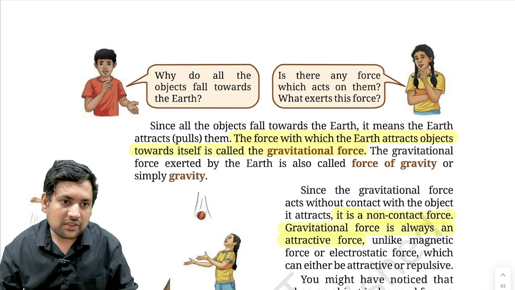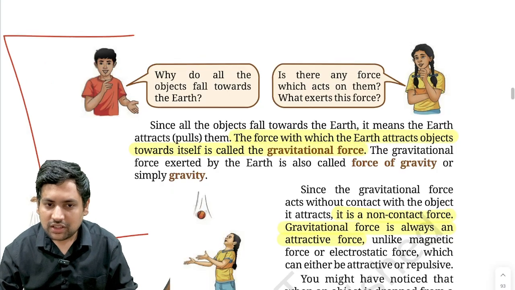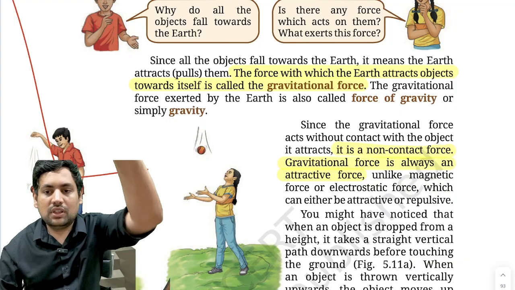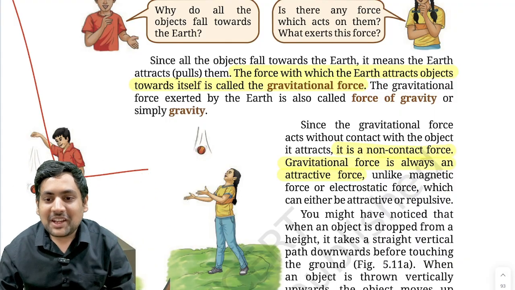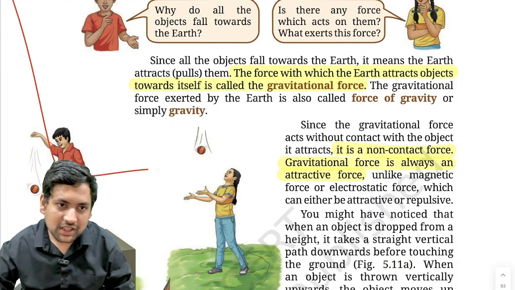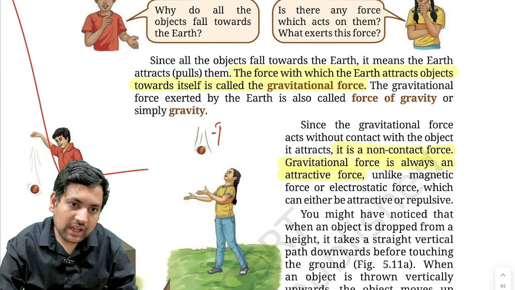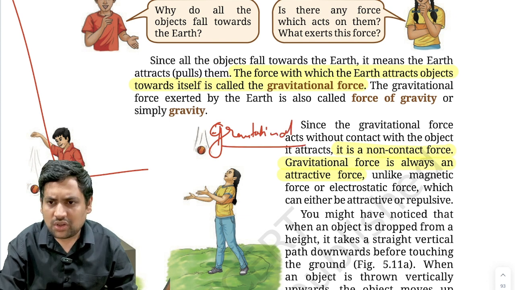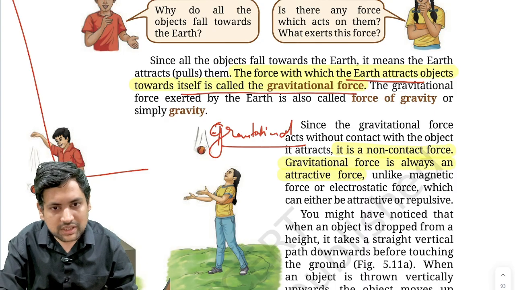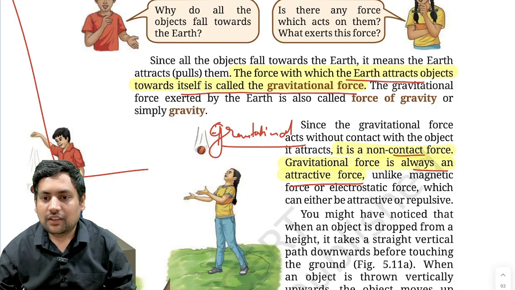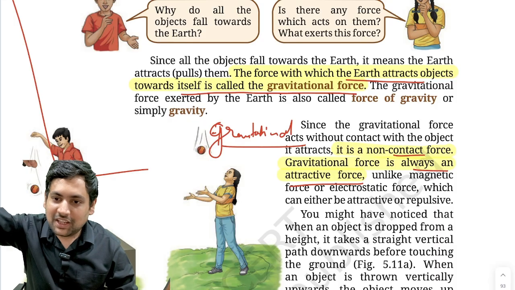Then the next thing, last is this gravitational force. This is also non-contact, correct? If you are jumping, if an apple is falling from the tree, now why does it move down? No contact, nothing. This is actually because of gravitational force. This is again a non-contact force. So the force by which the earth attracts objects towards itself is called gravitational force. It is again a non-contact force and it is always attractive in nature, correct? That is why it is not being repelled.